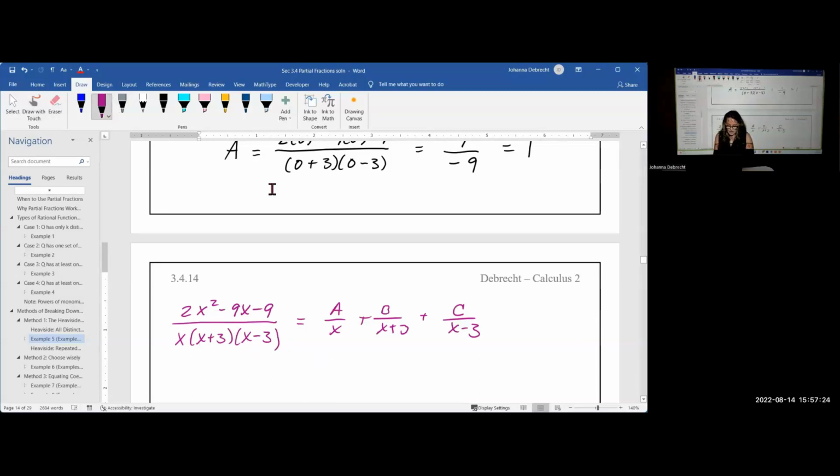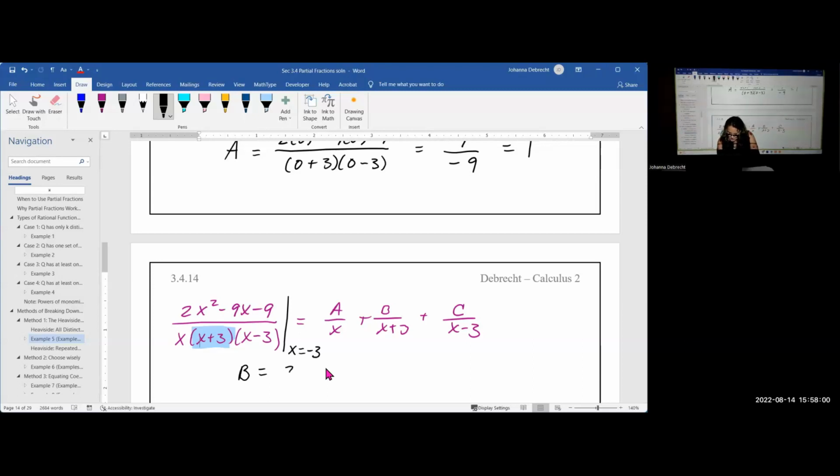And now I want to cover up a different linear factor. So in this case, I'm going to cover up the x plus 3. What am I going to be looking for? Because I covered up x plus 3, I'm looking for the numerator of that decomposed factor, and that's going to be B. So I know that B has to be equal to this particular one with the solution to that factor. And the solution to x plus 3 equals 0 is x equals negative 3.